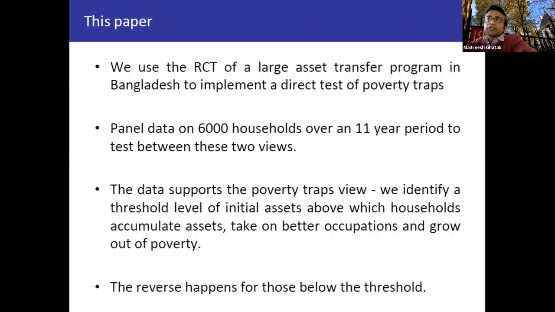So what my colleagues did, and this paper is a follow-up on that, is they looked at a large-scale RCT in Bangladesh, in the northern part of Bangladesh. The project started in 2007, with panel data of 6,000 households over an 11-year period. And it was a large-scale asset transfer program to rural women.